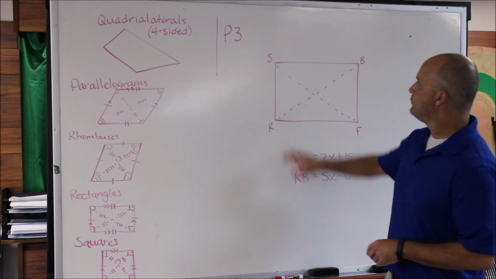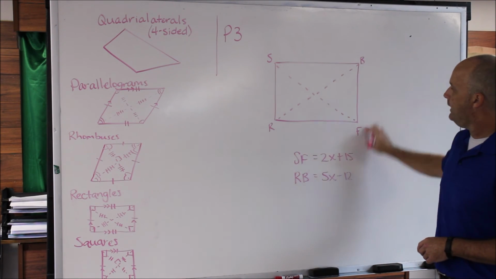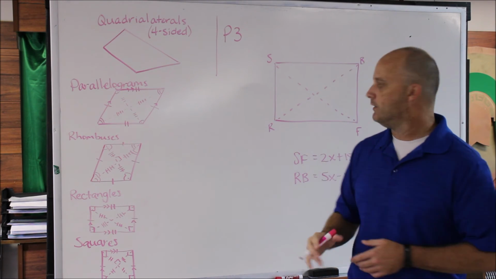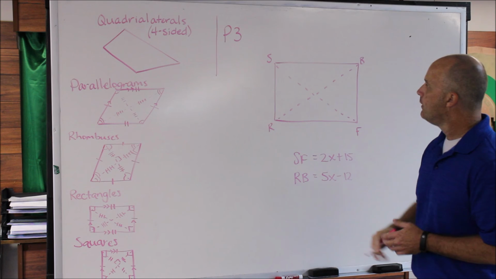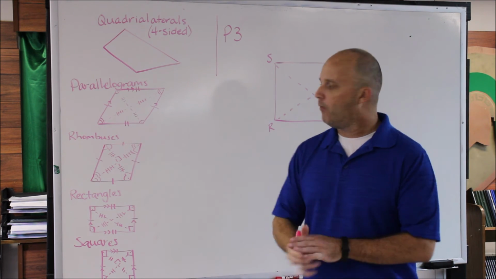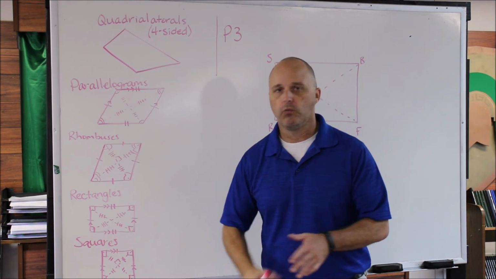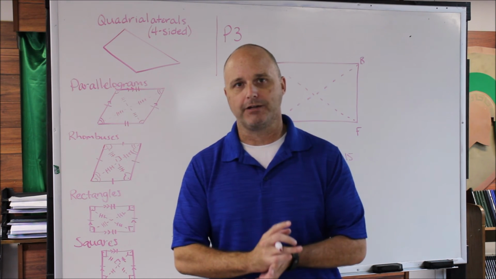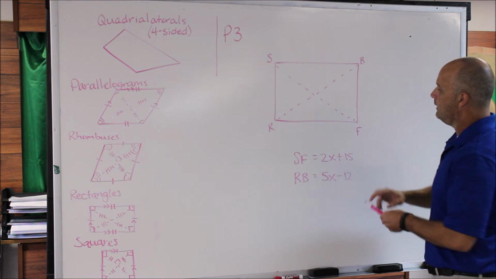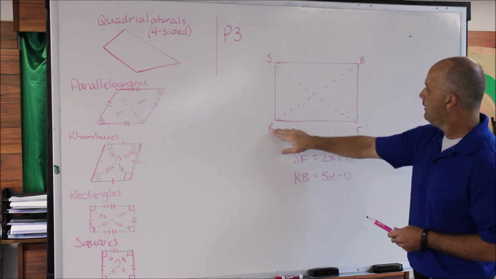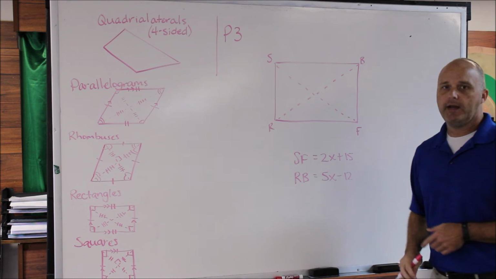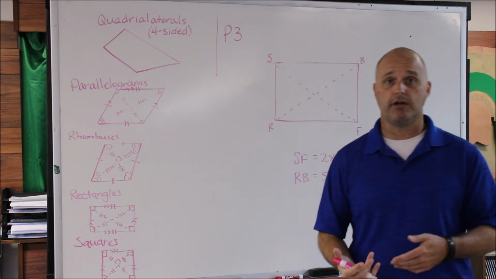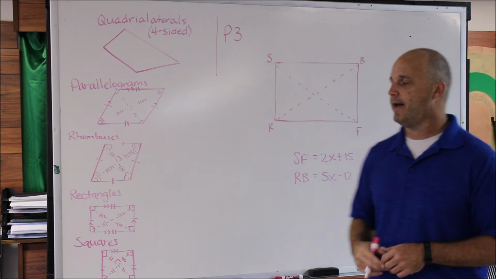For problem number 3, we're told that parallelogram SBFR is a rectangle. And then we're asked to find the lengths of the diagonals of this rectangle. So going back to what we know about rectangles, the diagonals are going to be congruent to each other. So since the diagonals are congruent, and we're given the length of both SF and RB, all we have to do is take these two expressions, set them equal to each other, solve for x, and then plug it back in.